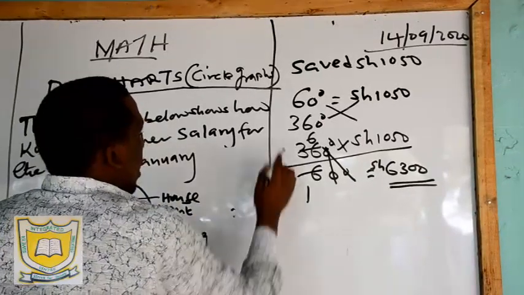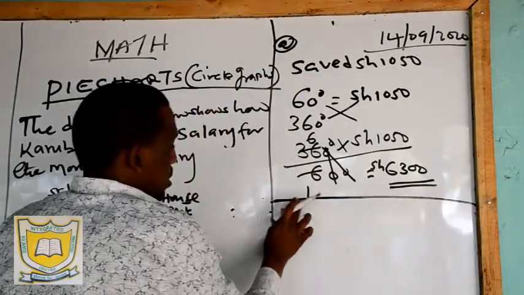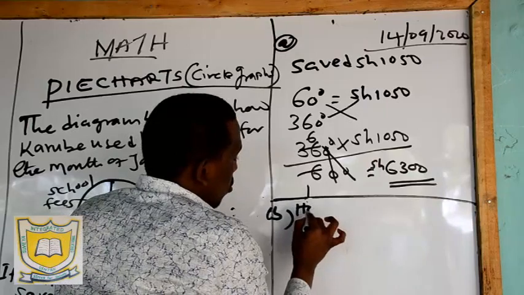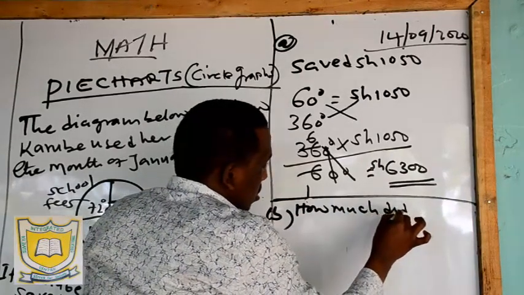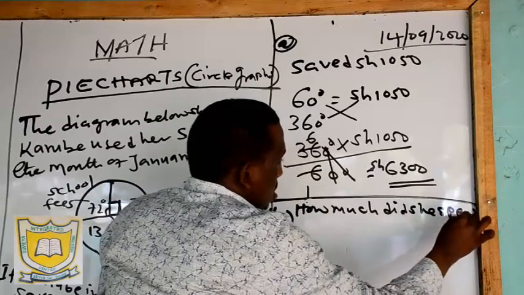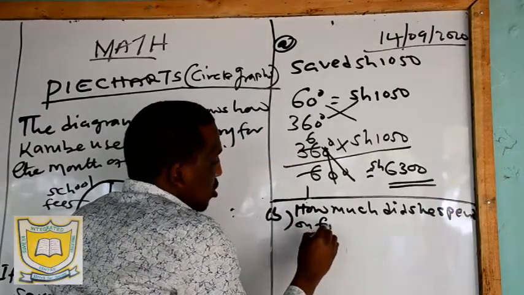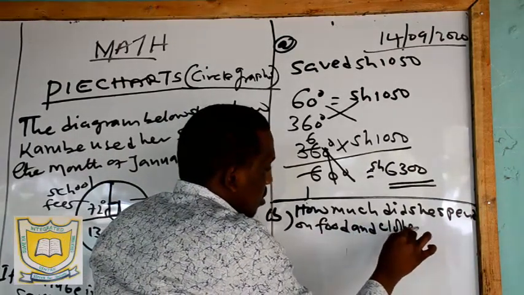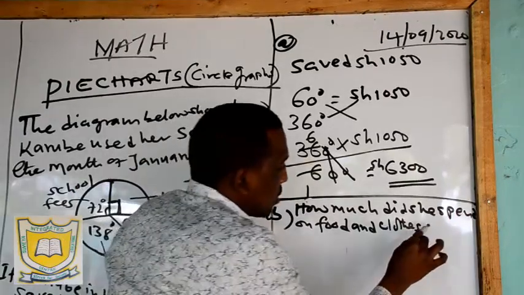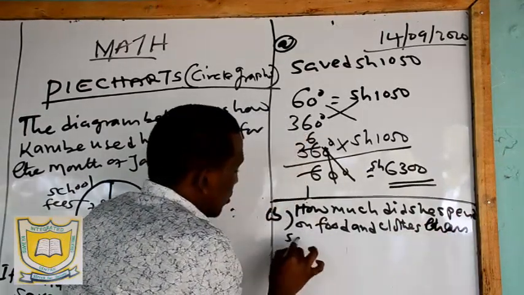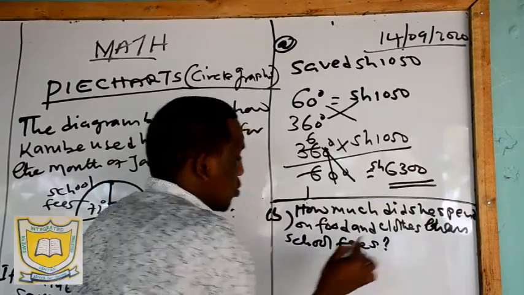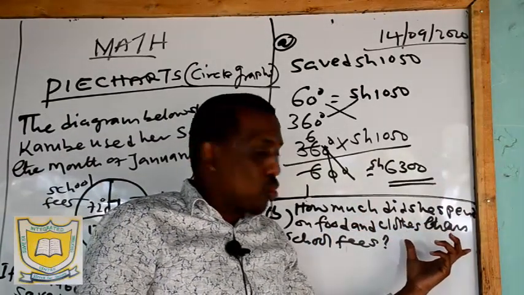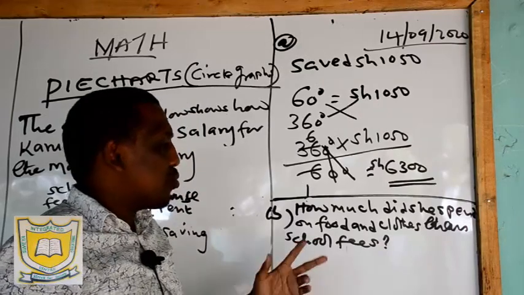Let us go to question B. You are told, how much more did she spend on food and clothes than school fees? So there are two things they are comparing.